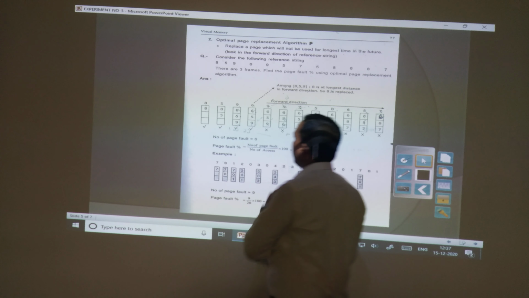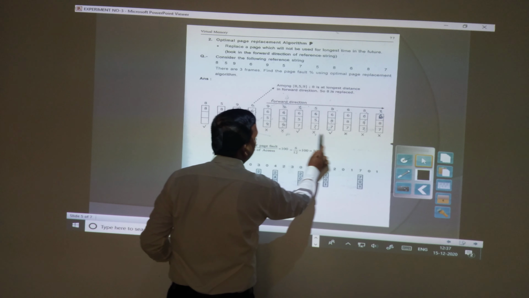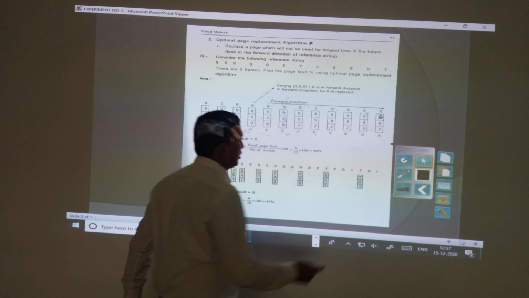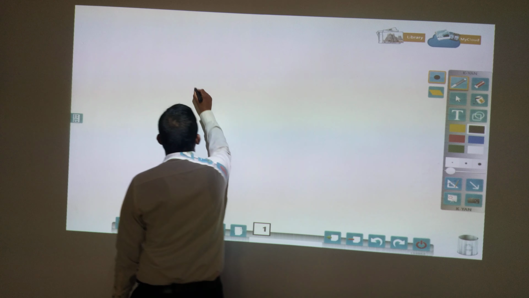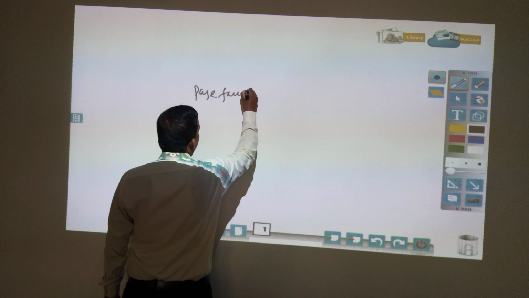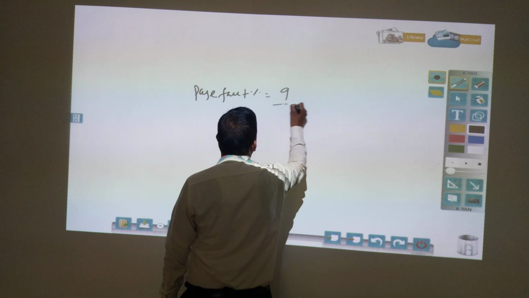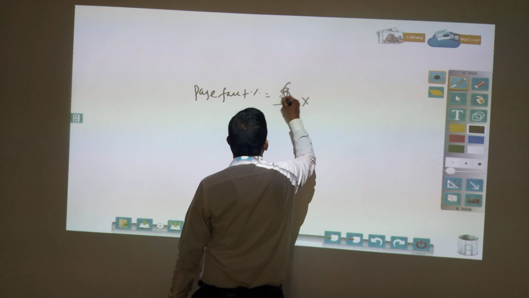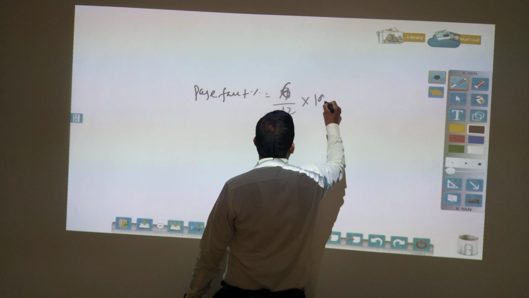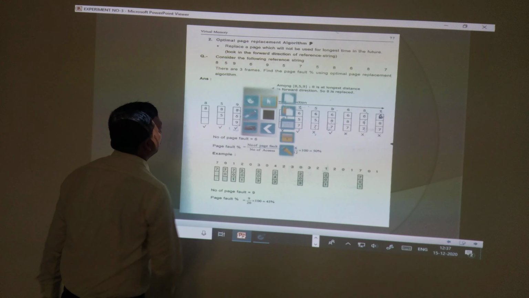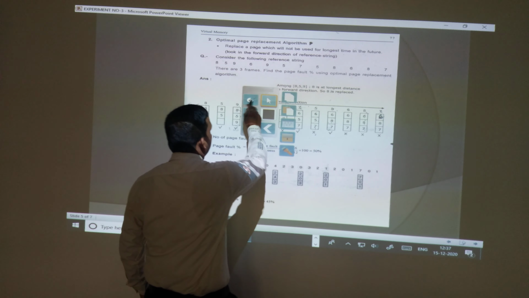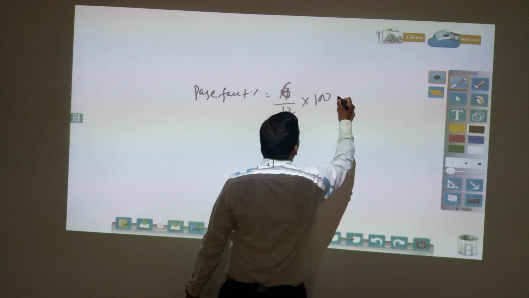So the number of page faults is 1, 2, 3, 4, 5, 6. And the page fault percentage is the number of page faults by the number of accesses. Sorry, 6 by 12 into 100, that equals 50%. The same question in FIFO gave a page fault percentage of 75, but in the optimal page replacement algorithm, the page fault percentage is 50%.